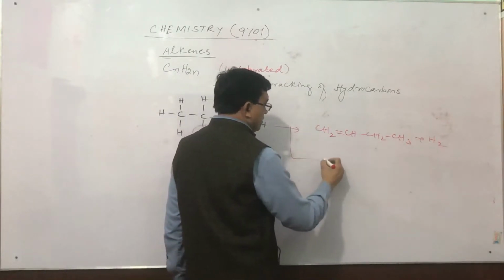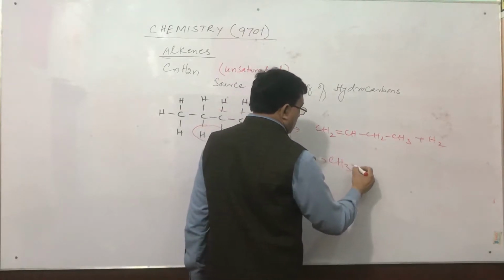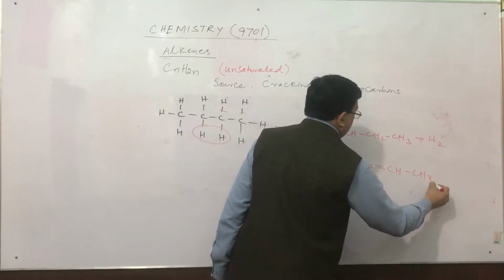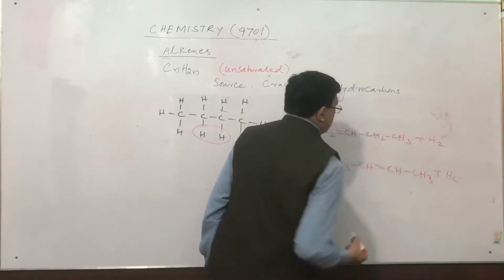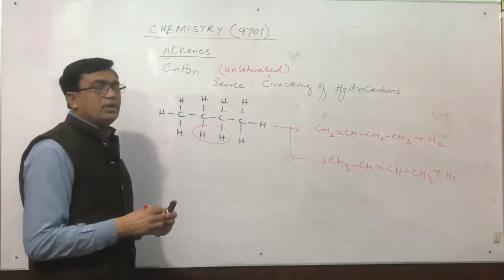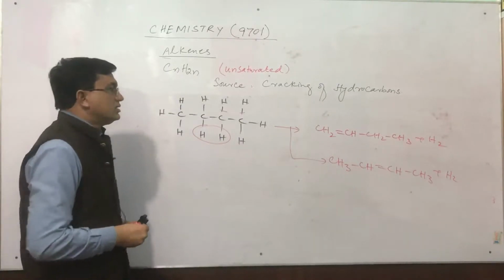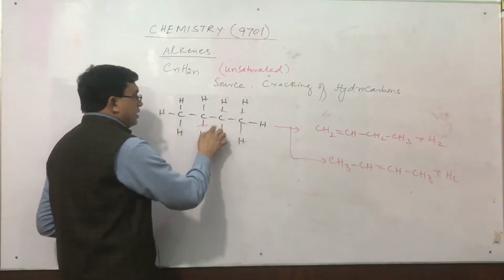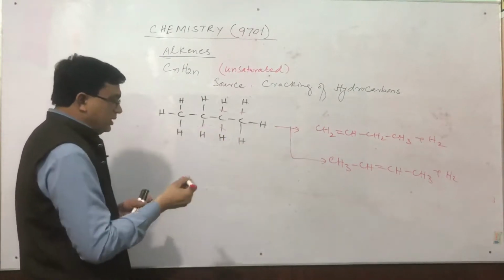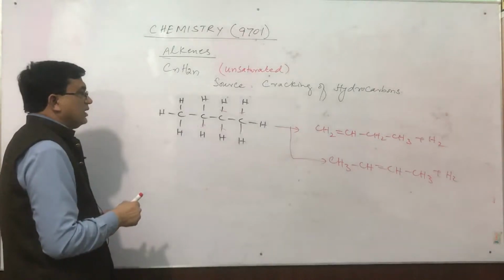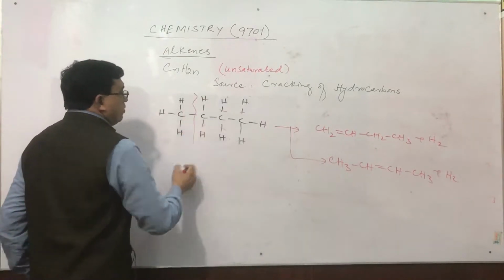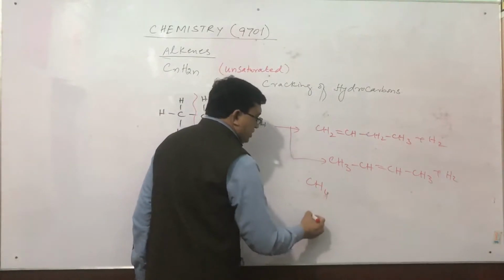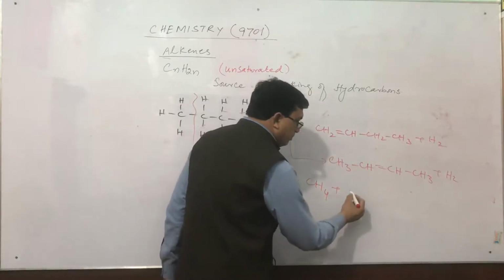Now, instead of these two hydrogens, the hydrogen molecule may be removed from this side, and this will produce 2-butene and hydrogen. This may also be the product. That is the second possibility. As a third possibility, a bond may be broken from this side and the products formed are methane and propene, C3H6.